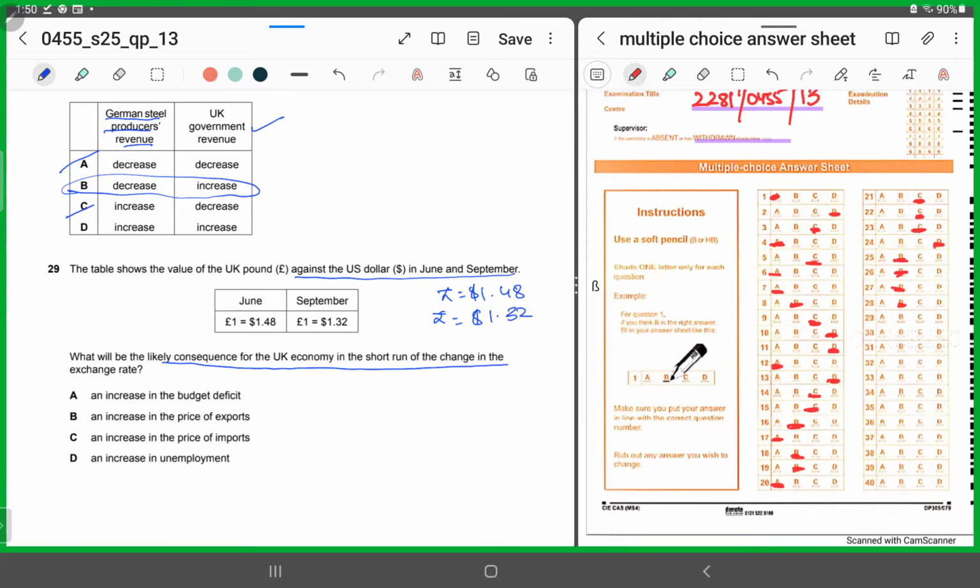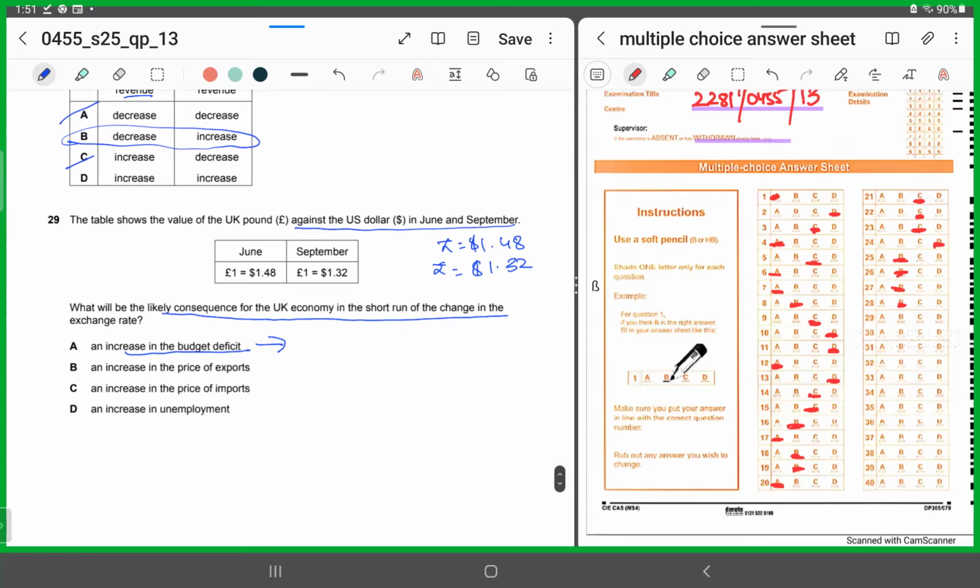Because of these changes in the exchange rate, that the pound has depreciated, how would it impact the UK economy? An increase in the budget deficit. Budget deficit is related to the revenues and the expenses of the government. It's not balance of payment deficit. Students, please pay heed. It's not BOP deficit we are talking about. We are talking about the budget deficit. This means the revenue and the expenditure of the government. So it has nothing to do with this.